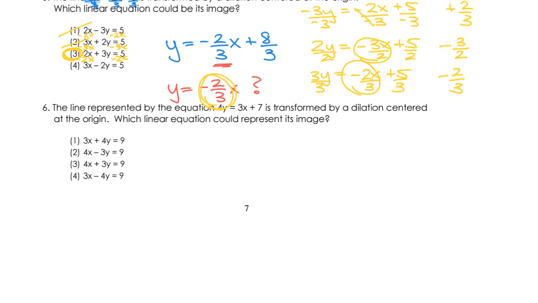All right, number 6. It says that the line represented by the equation 4y equals 3x plus 7 is transformed by a dilation centered at the origin, which linear equation could represent its image. So very similar to the last one.